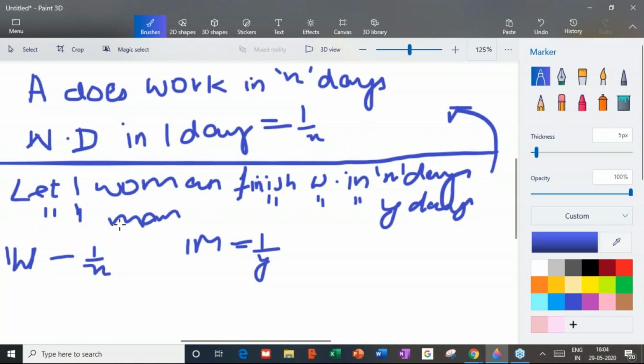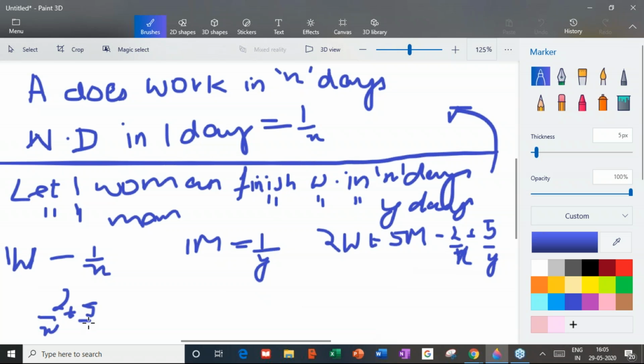Now, there are how many women? 2 women and 5 men working. So the amount of work done will change to 2 by X plus 5 by Y. And they are doing the work in 4 days, so it will be 1 by 4. So this equation will become 2 by X plus 5 by Y is equal to 1 by 4.